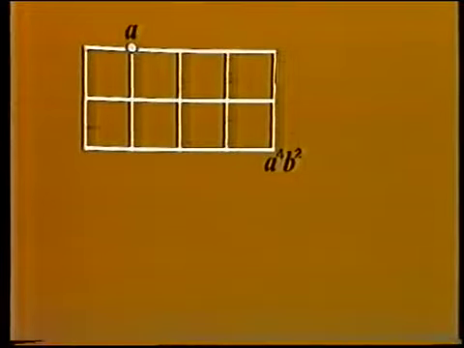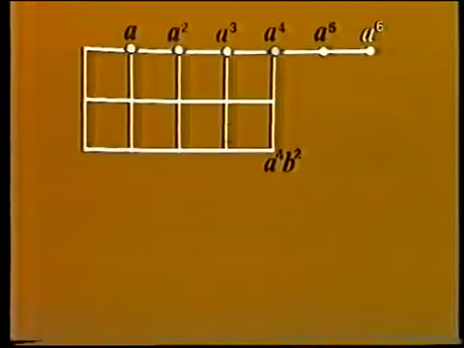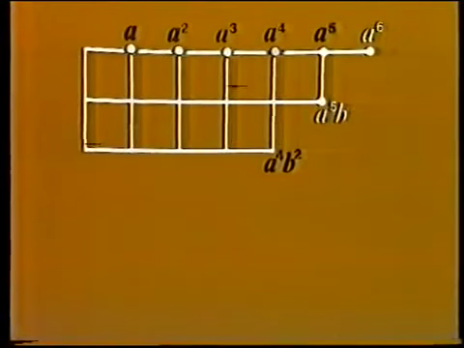Every time you go east, you get an a. To get 6 a's, keep going. To get 5 a's and 1 b, go south from a to the 5th. To get more b's, go further south.